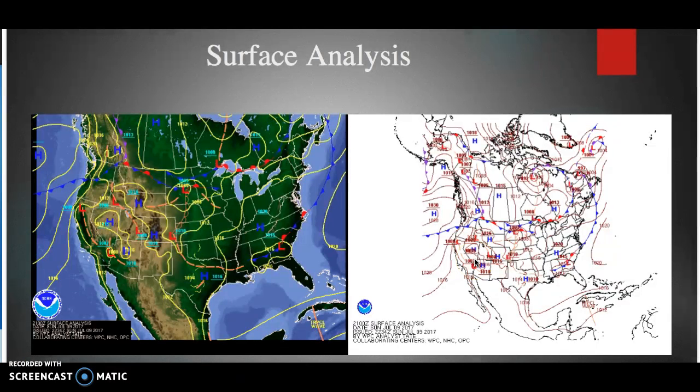We will start it off with the surface analysis chart. This chart was issued on 22/31 July, Sunday, July 09, 2017. We see many different fronts located in the continent today.